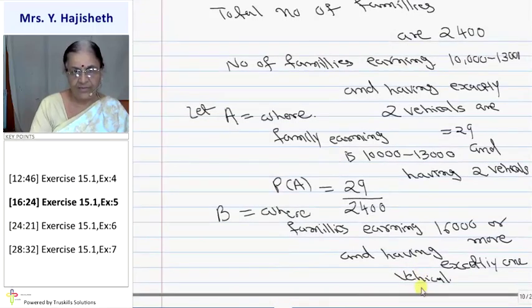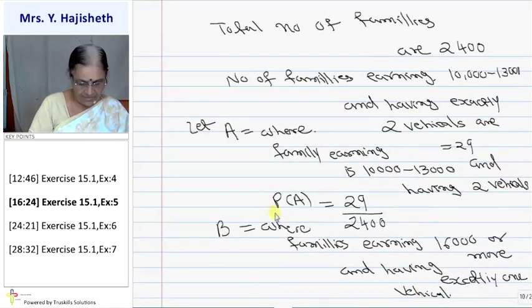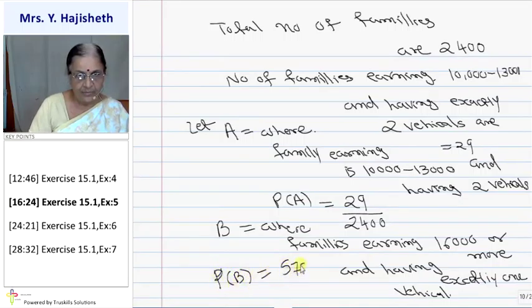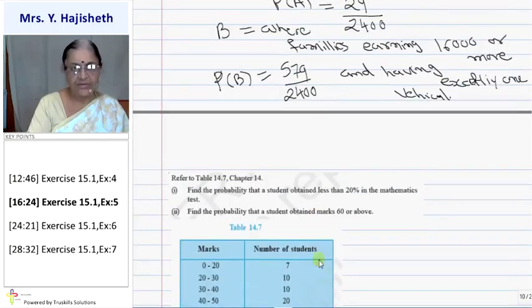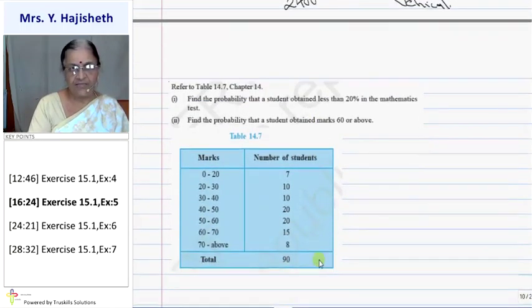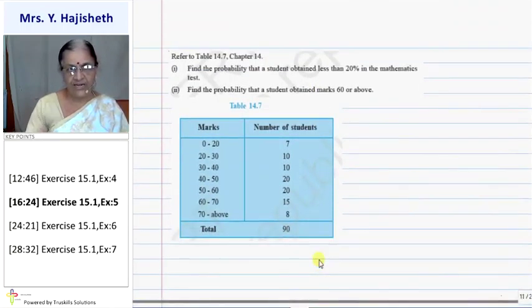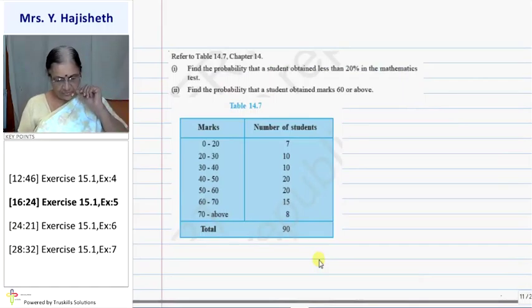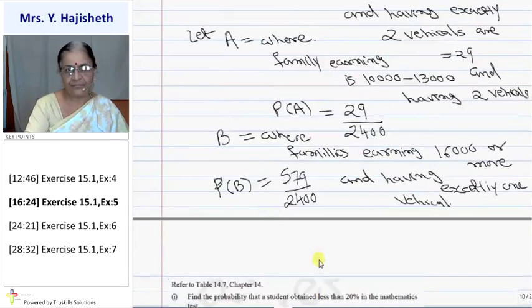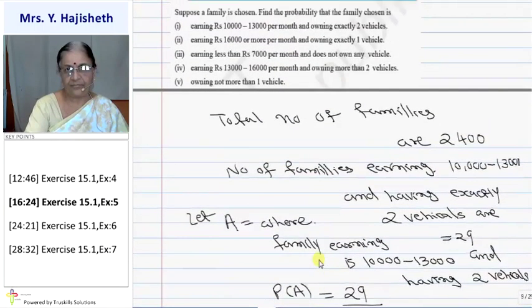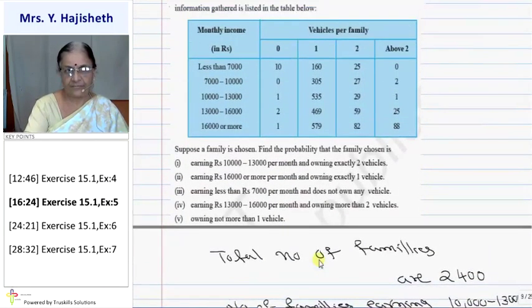Okay, so my P(B) is going to become 579 upon 2400. Okay, now next, C, D and E. Same way you assume C, D and E. So your P(C) will come. What does C mean? There is space here, so let me do it here.